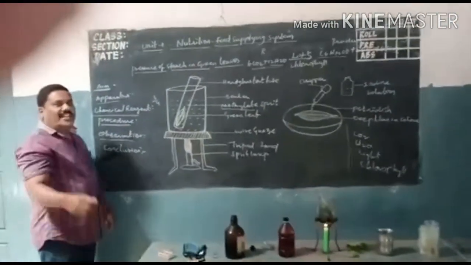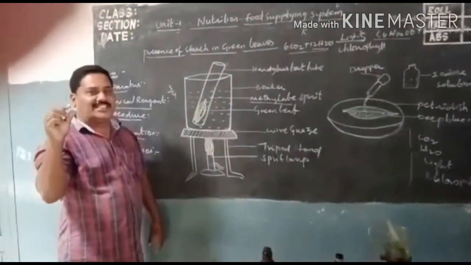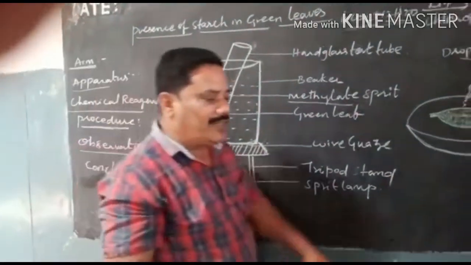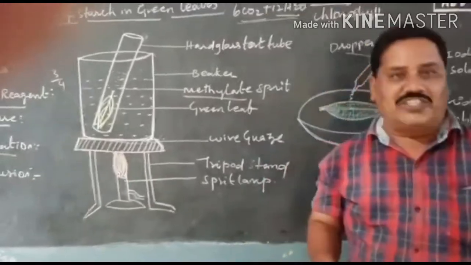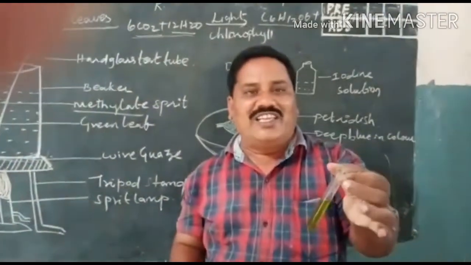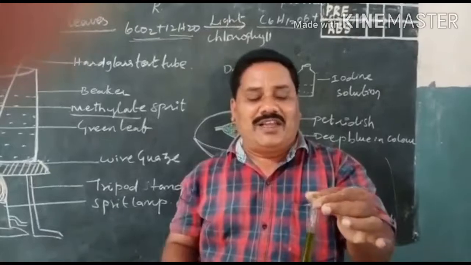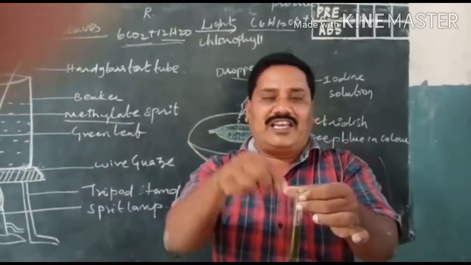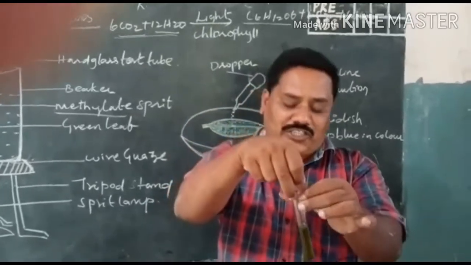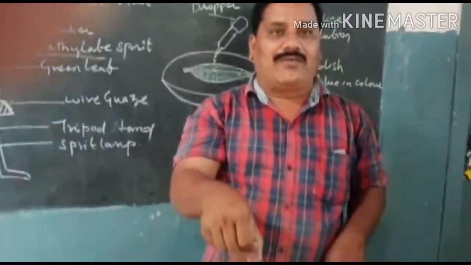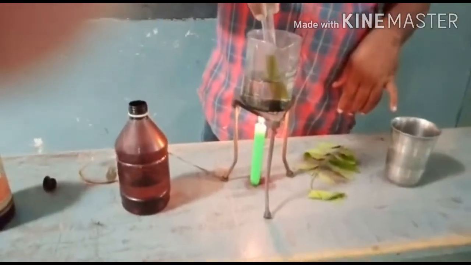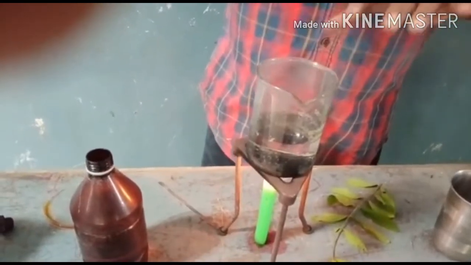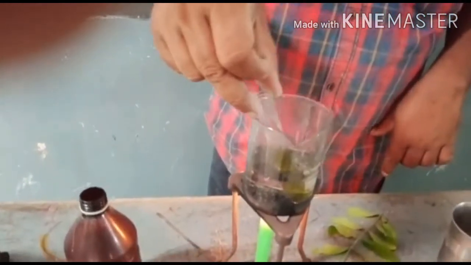Procedure: take a thin green leaf from the plant before sunset. Place the green leaf in a test tube containing methylated spirit. The test tube is kept inside a water bath, which is a beaker containing boiled water. The test tube is kept in the boiled water for half an hour.